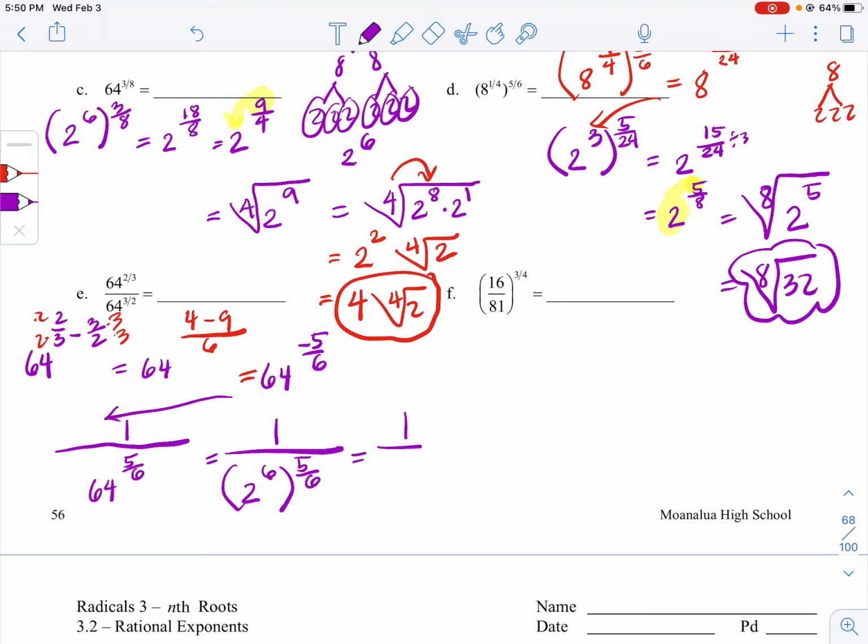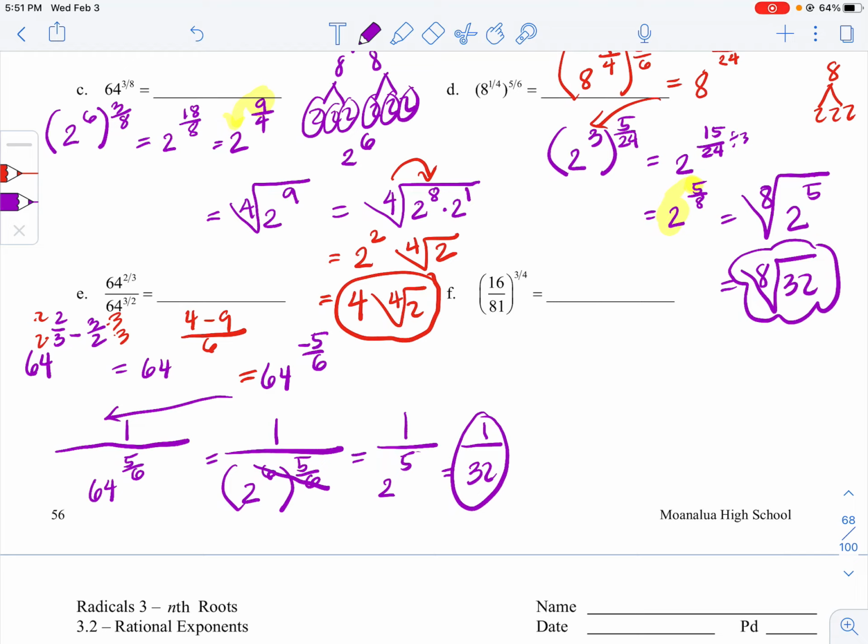This is 1 over 2 to the power of 30 over 6, right? 6 times 5. Or you can just cancel that and say that that is 2 to the power of 5. I just would like to show you guys how it's done, but you could just cancel that. And then this is 1 over 32. So our final answer is 1 over 32.